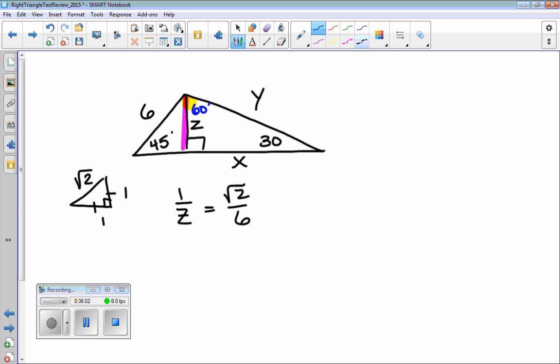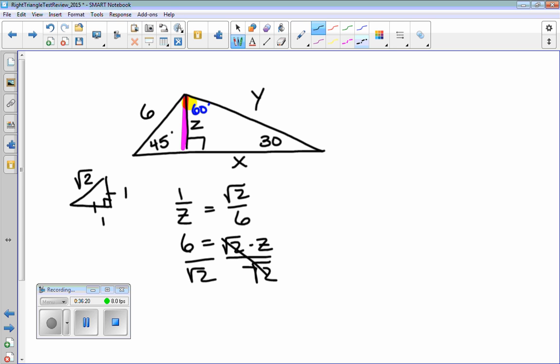Okay with what I did? No? Yes? Cross multiply. Divide by the square root of 2. Some of you can just know that to go from the hypotenuse to the side, you have to divide by the square root of 2.